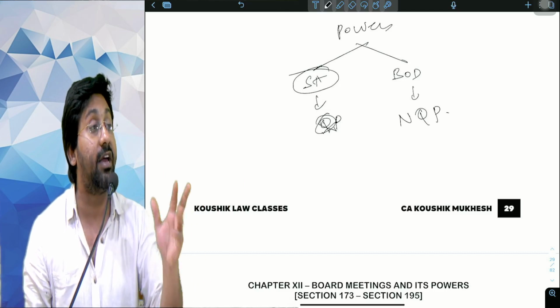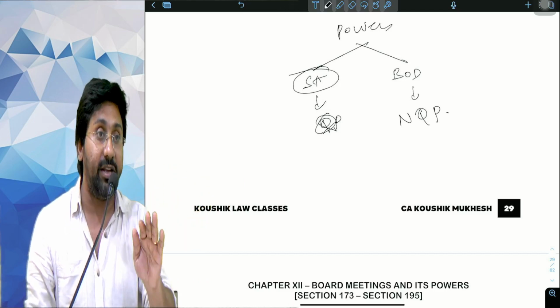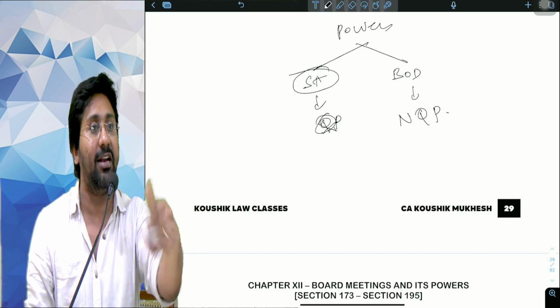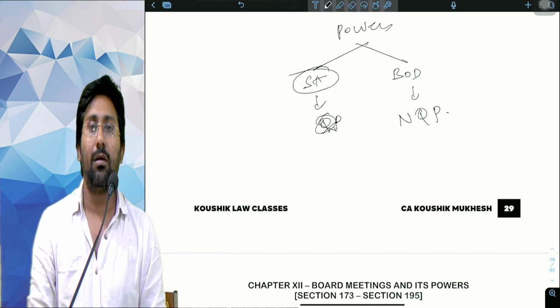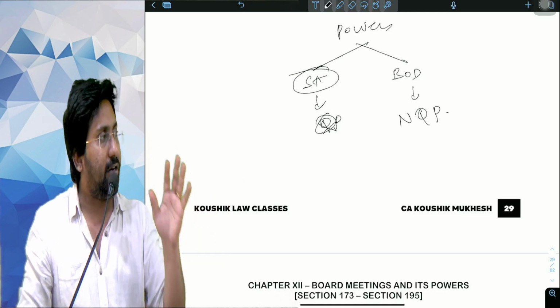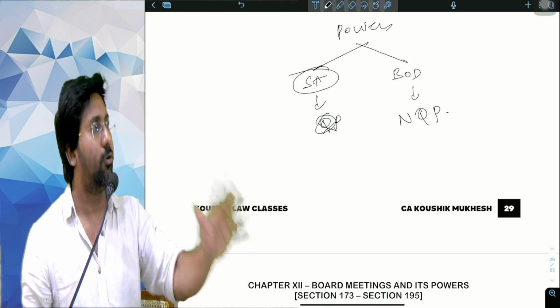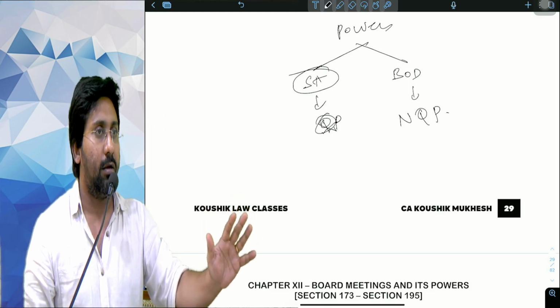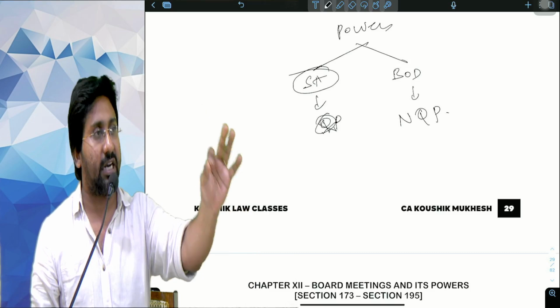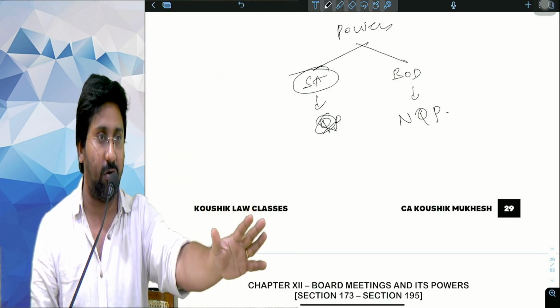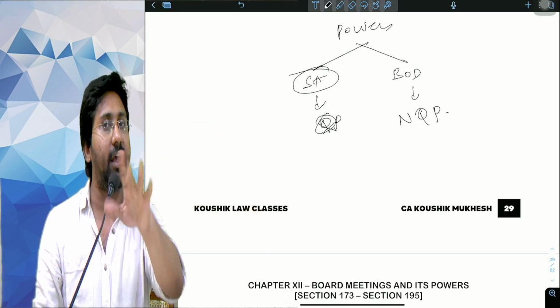Can we quantify or cannot quantify? Quantification is possible if you really try to do it. Here or not, everyone? Quantification is possible. Absolutely, it is quantifiable. 130 came. 130 are the only powers of shareholders. Like that we can quantify.